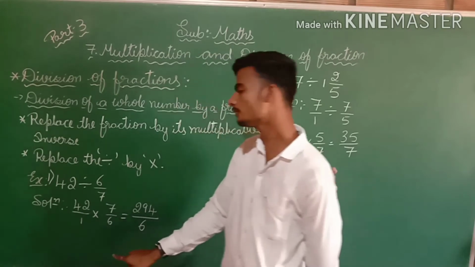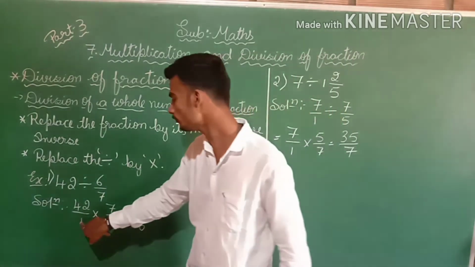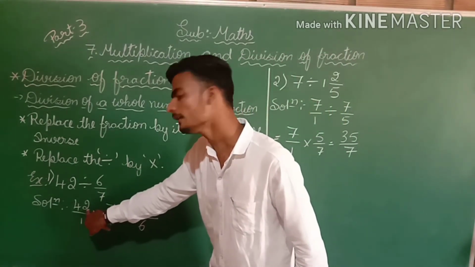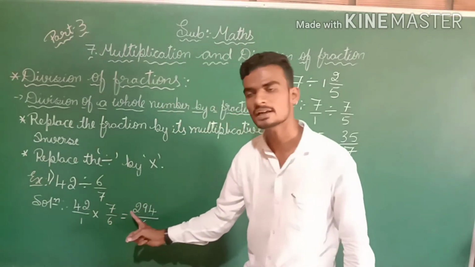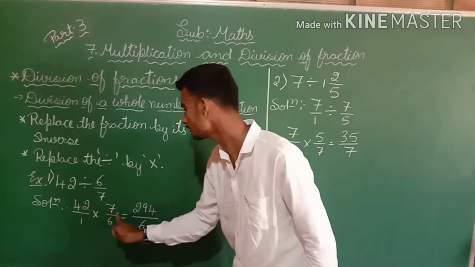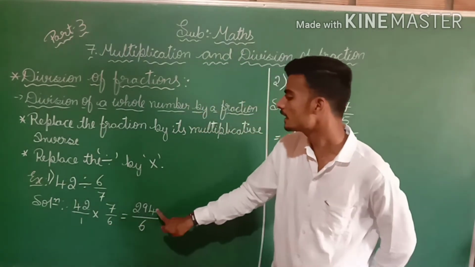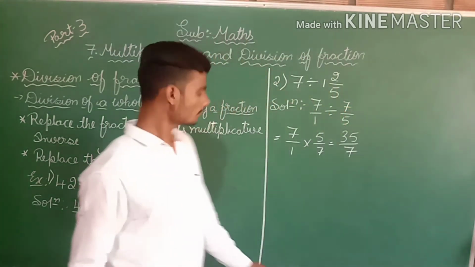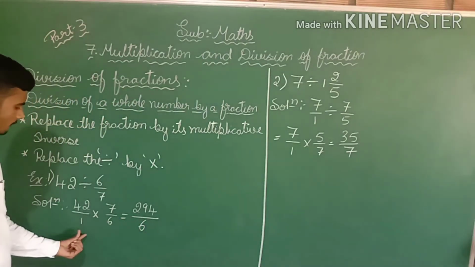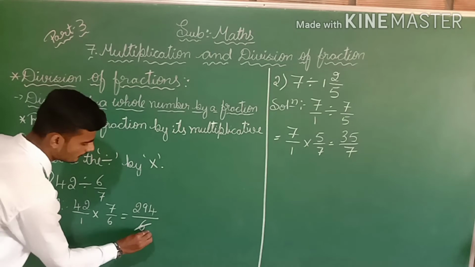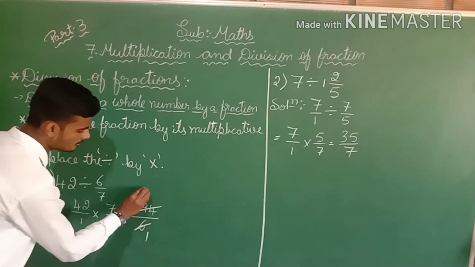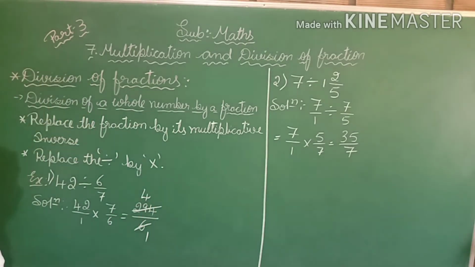Then what do we have to do after these two fractions? We have to multiply these two fractions, numerator with numerator itself. 42 into 7, how much will you get? Here you got 294. Then 1 6 are how much? 6. Then 6 1s are 6, 6 4s are 24.